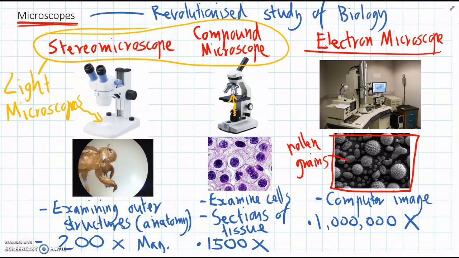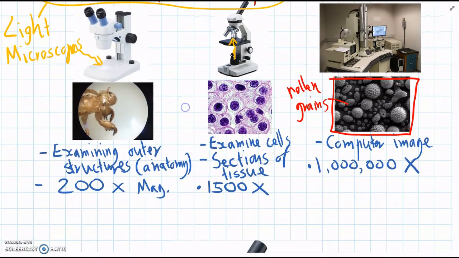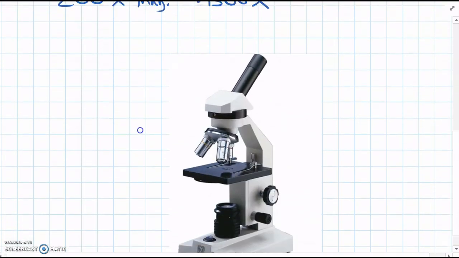So when we're in the lab, the most common microscope we'll use to look at living things is the compound microscope.